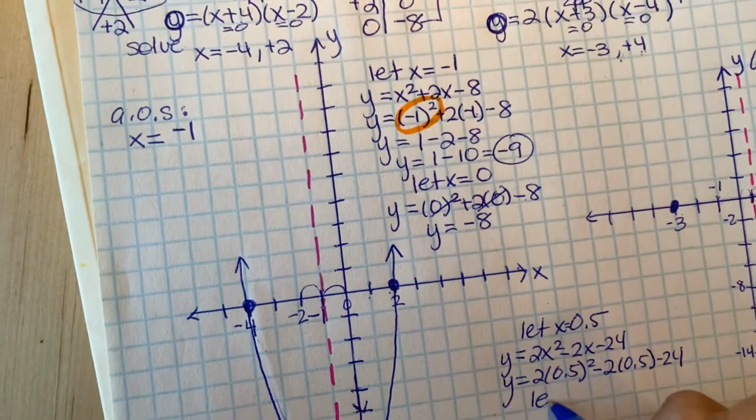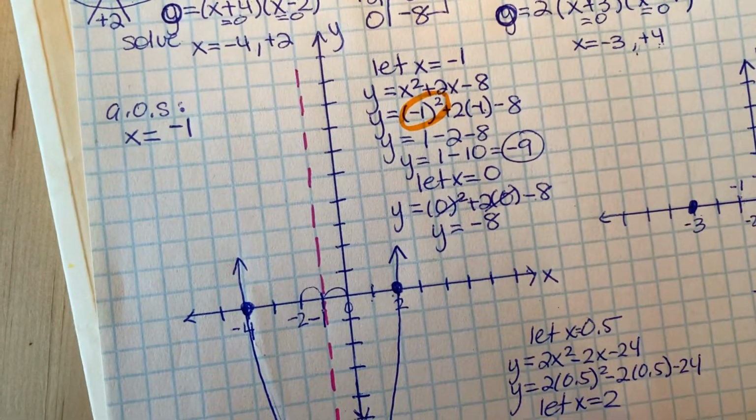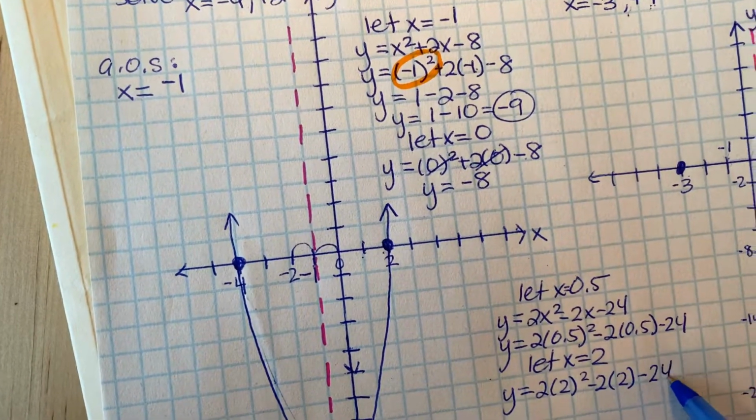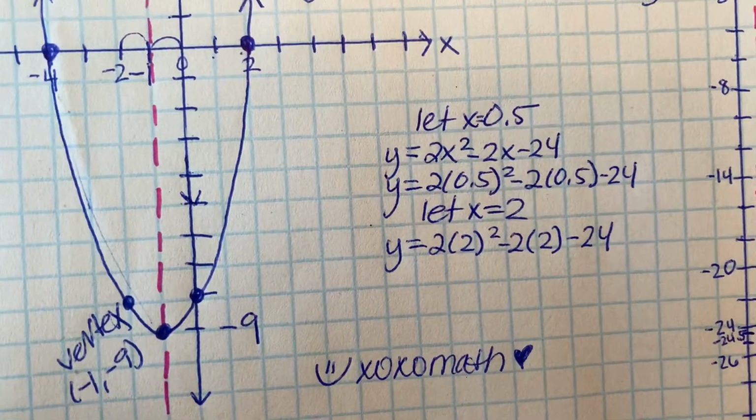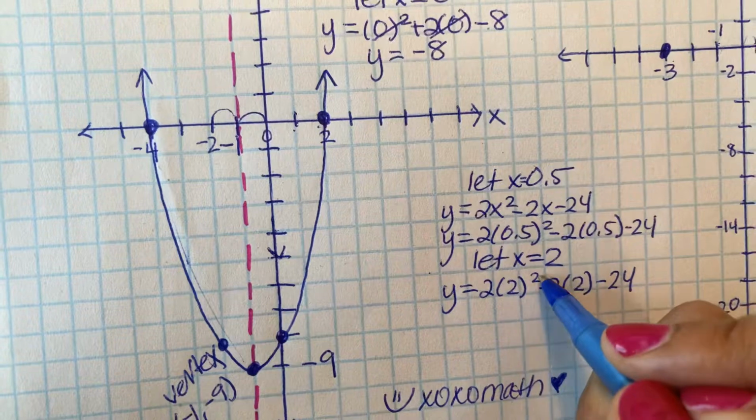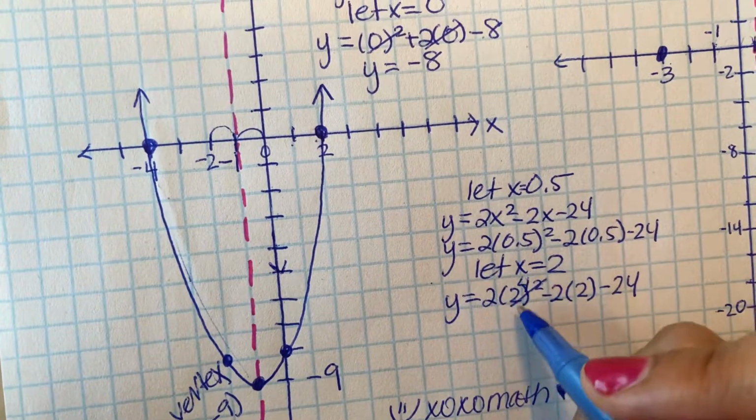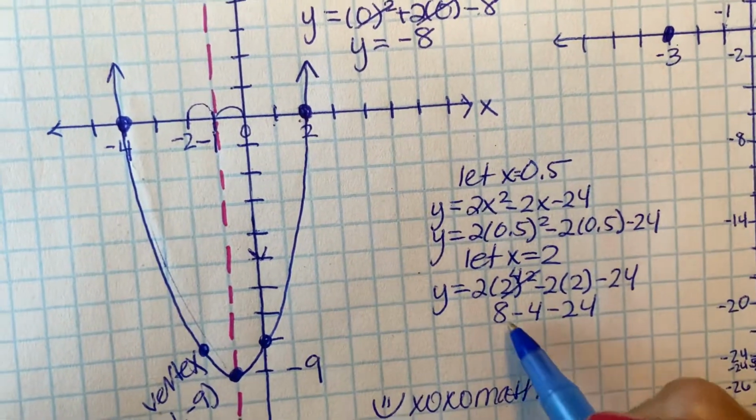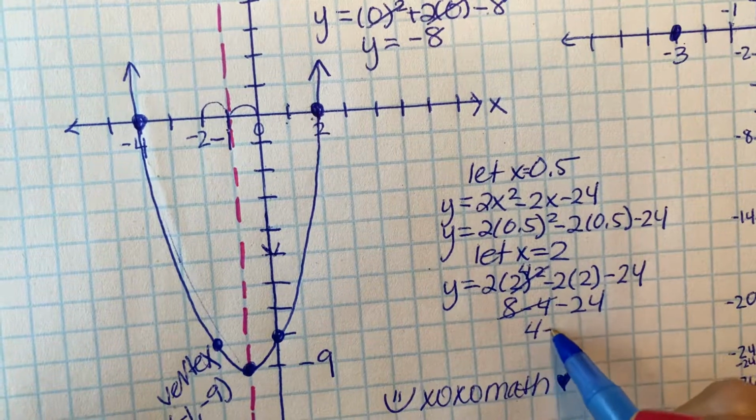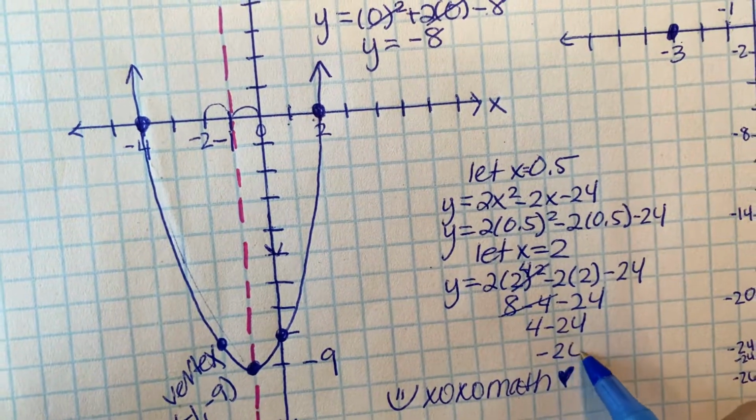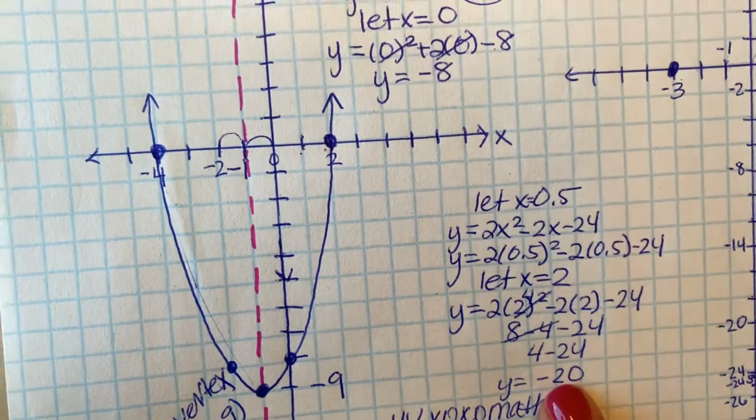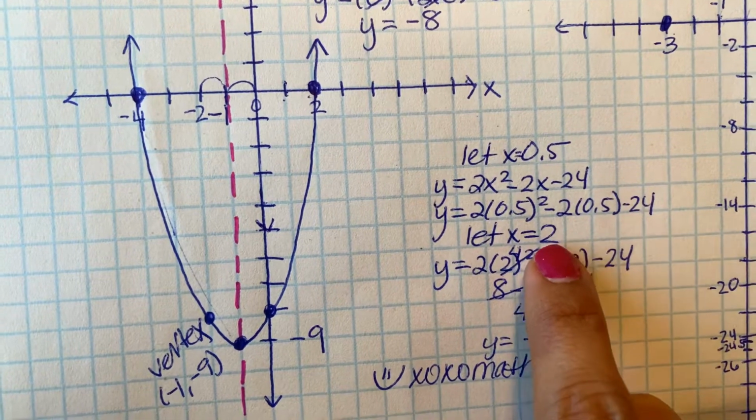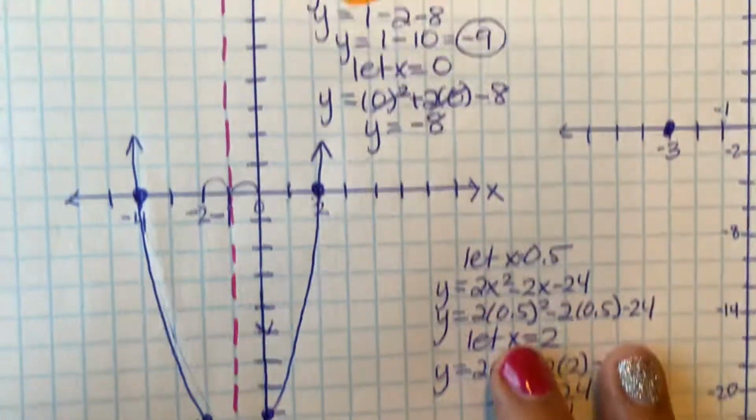All right, if I grab the 2, let x equal 2, I get y is equal to 2 times 2 squared minus 2 times 2 minus 24. And you can use a calculator or you can just solve it in your head. Okay, 2 squared is 4. 2 times 4 is 8. Minus 4 minus 24. Okay, 8 minus 4 is 4. 4 minus 24 is negative 20. Okay, so my output value is negative 20 when my input value is 2. So input 2, output negative 20.